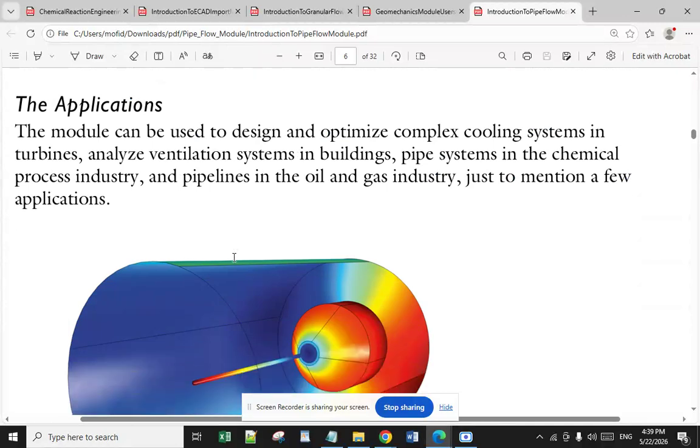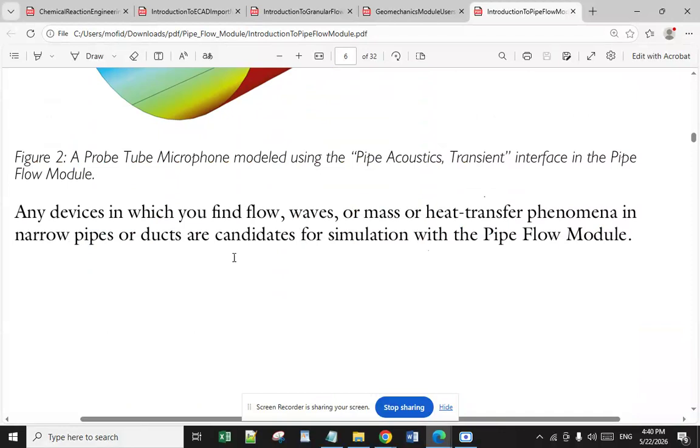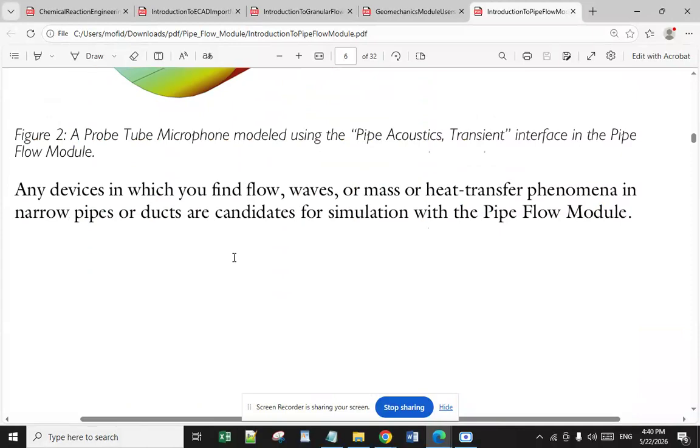Now I want to go to the applications. The module can be used to design and optimize complex cooling systems in turbines, analyze ventilation systems in buildings, pipe systems in the chemical process industry, and pipelines in the oil and gas industry, just to mention a few applications. Figure 2 illustrates a probe tube microphone model using the Pipe Acoustics Transient interface in the Pipe Flow Module. Any devices in which you find flow, waves, or mass or heat transfer phenomena in narrow pipes or ducts are candidates for simulation with the Pipe Flow Module.